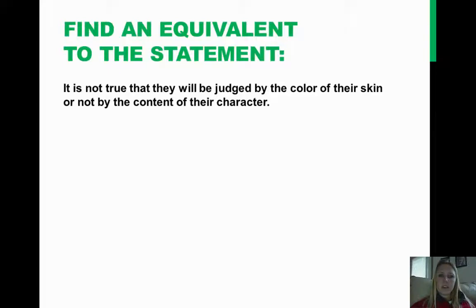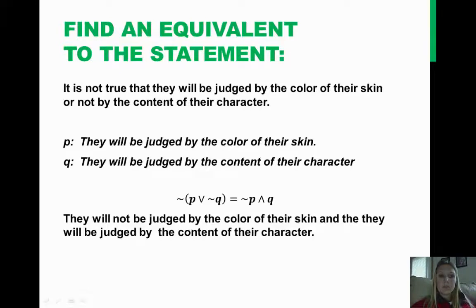So let's think about that and put it into use in this statement. This is from Martin Luther King Jr. It is not true that they will be judged by the color of their skin, or not by the content of their character. So the first thing we need to do in this case is to put it in symbolic form. So our first statement is going to be P, they will be judged by the color of their skin, and Q, they will be judged by the content of their character.